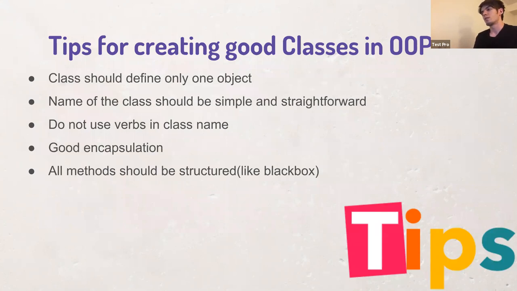Okay, so what's next? The name of the class should be simple and straightforward. Let's say you should not have to guess what it's actually doing after looking at the name. It should be pretty straightforward. The third one, do not use verbs in a class name because a class is not an action. Once you create the methods within the class that will do something, you can use verbs there, but if you see verbs in a class name, it's probably a badly written class name.